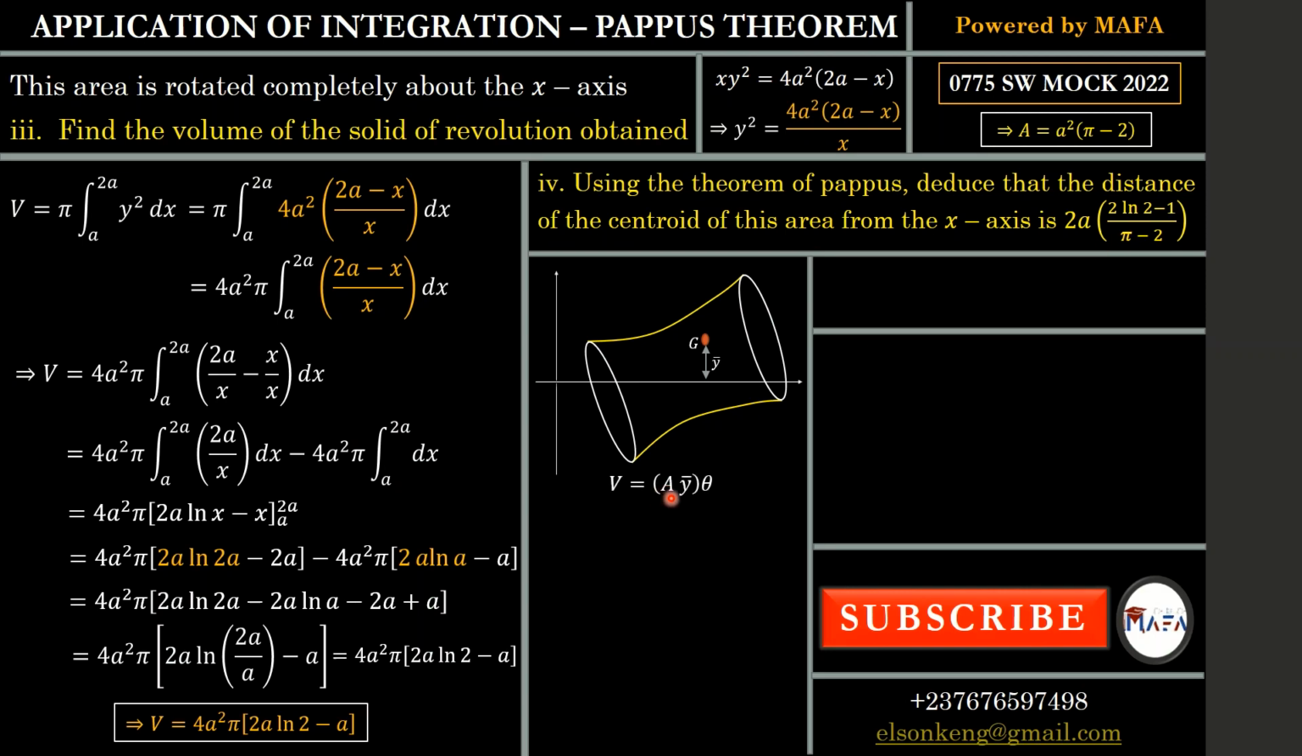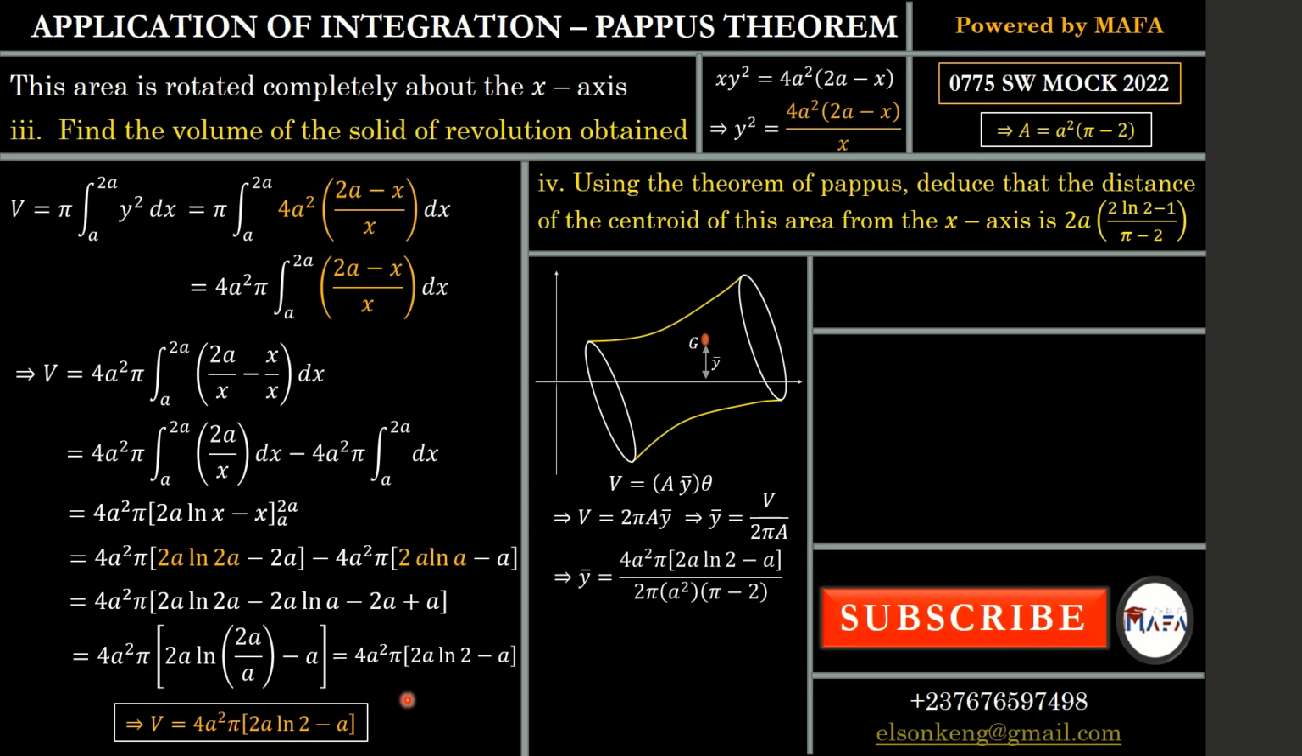Now Pappus's theorem says that the volume of revolution is equal to the area times that coordinate, then times the angle of revolution. But since we rotated completely about the x-axis, we rotated through 2 pi radians, so our angle is 2 pi. So the volume becomes 2 pi times the area times the distance of the center of mass of our rotated area from the x-axis. We already have all this information from the previous subparts. We found the area and we found the volume. So we can get the y coordinate of the centroid. It's simply the volume divided by 2 pi times the area.